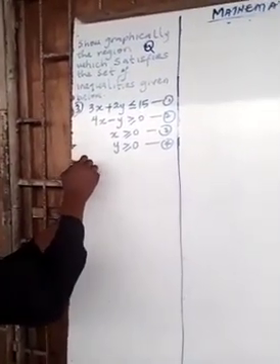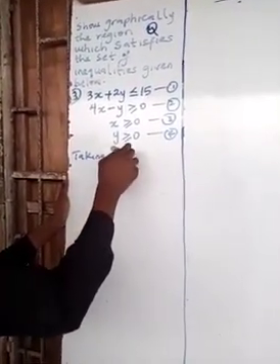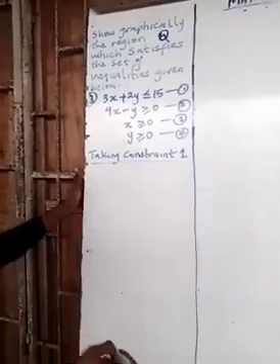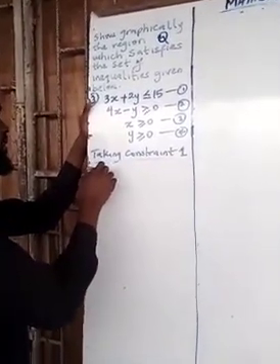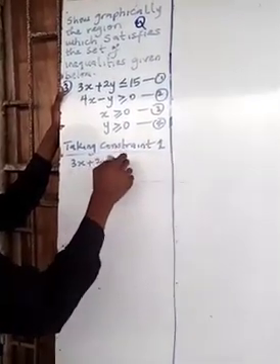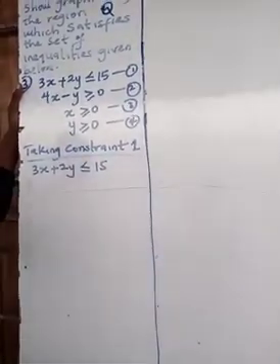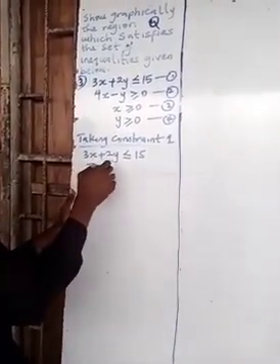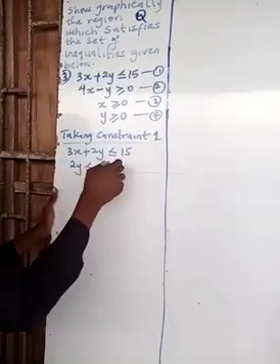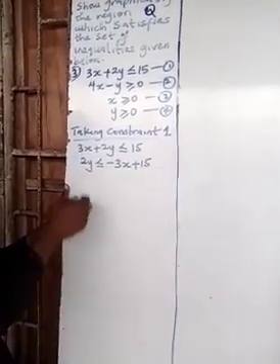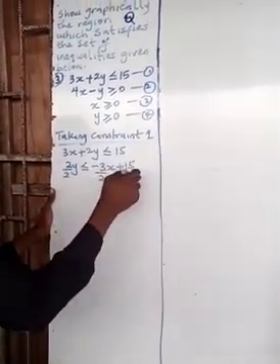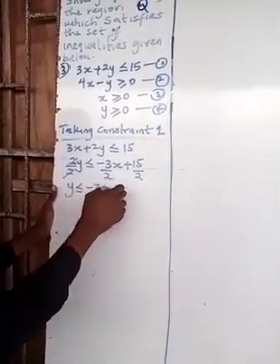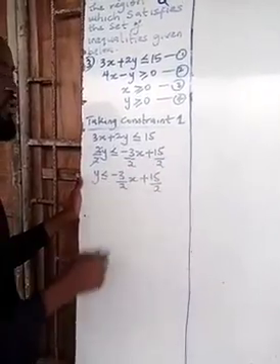Taking constraint 1, we have 3x plus 2y less than or equals to 15. So if we try to make y the subject, we have 2y less than or equals to minus 3x plus 15. So if we divide all through by 2, that means y less than or equals to minus 3 over 2x plus 15 over 2.